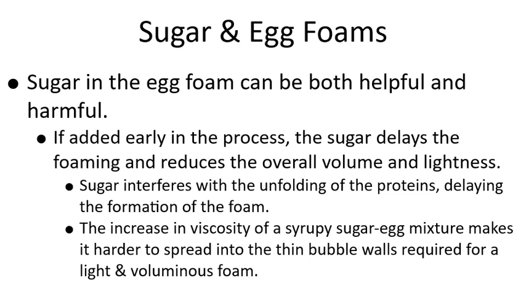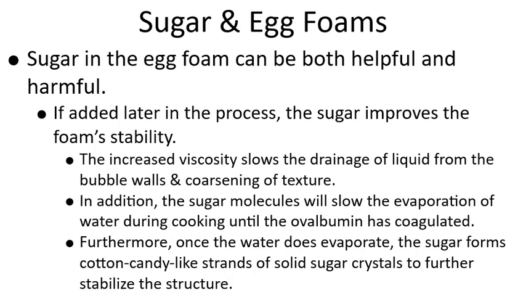Sugar in the egg foam can be both helpful and harmful depending upon when it's added. If we add sugar early in the process before the egg foam is formed, the sugar delays the foaming and reduces the overall volume and lightness of the foam. This is because the increase in viscosity of the sugar-egg mixture makes it harder to spread into the thin bubble walls required for a light and voluminous foam. But if we add sugar later, the sugar can increase the foam's stability.